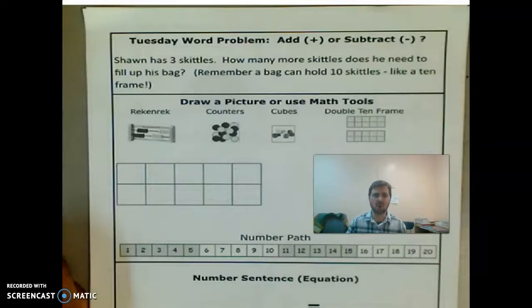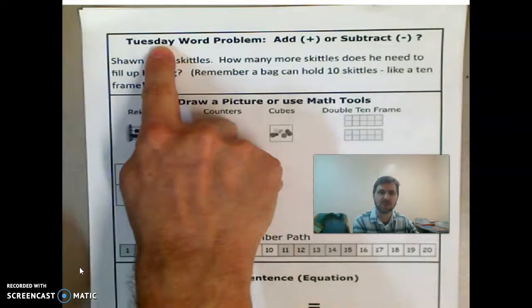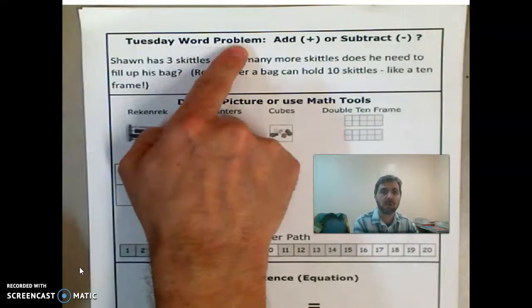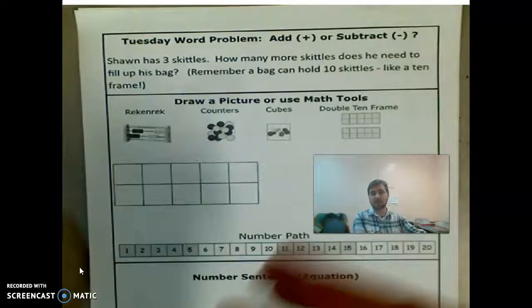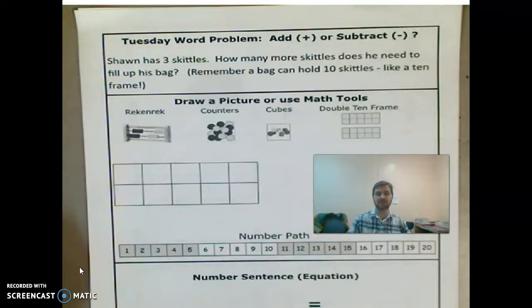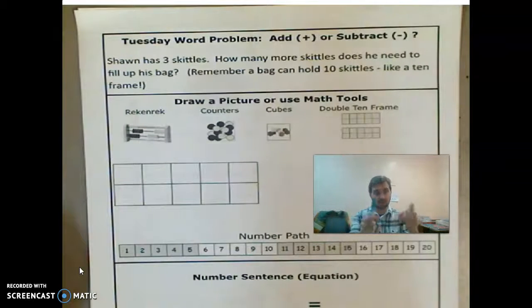Okay, so we have a word problem, of course. If you don't have it out already, please take it out. It says Tuesday Word Problem. Please take that out and come back when you're ready. Just stop the video and grab that. All right, so you should be all set. I'm going to read it to you, and then you're going to solve it.